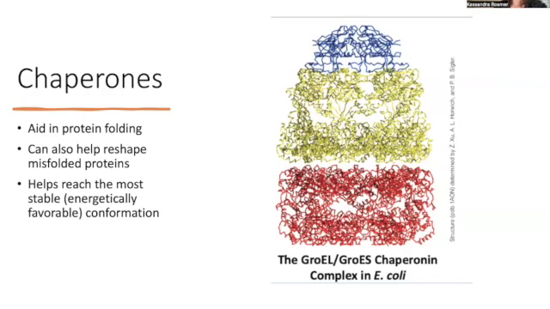This can also help in proteins that are, for example, misfolded, or just took on a wrong shape, or, for example, if due to high heat, a protein got denatured and needs to be reshaped, a chaperone will come in and help reestablish the correct conformation.